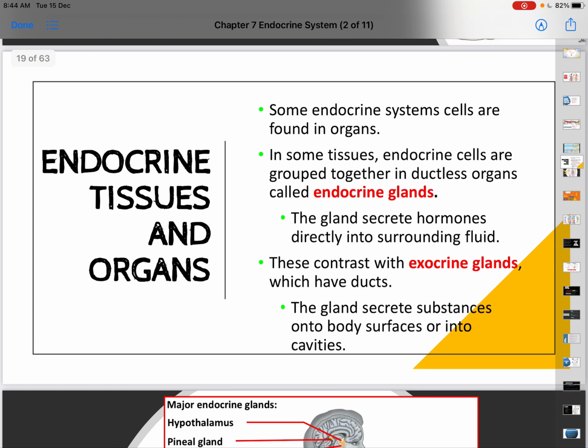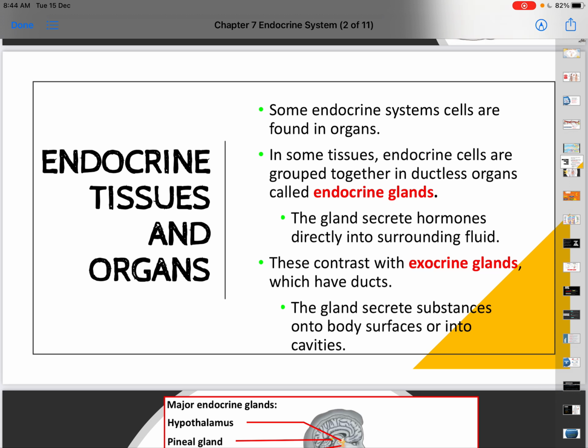Okay, endocrine tissue and organs. Some endocrine system cells are found in organs. In some tissues, endocrine cells are grouped together in ductless organs called endocrine glands. The glands secrete hormones directly into surrounding fluids. This contrasts with exocrine glands, which have ducts. These glands secrete substances onto body surfaces or into cavities.